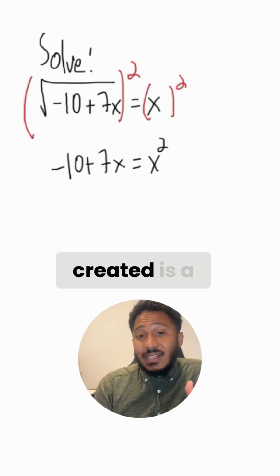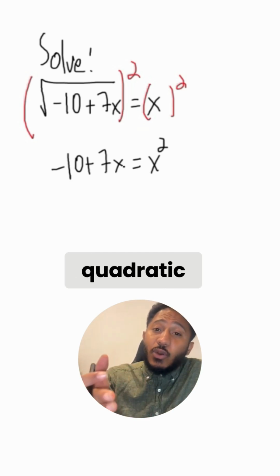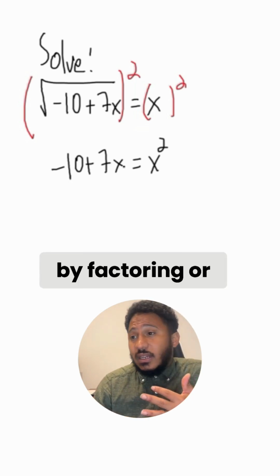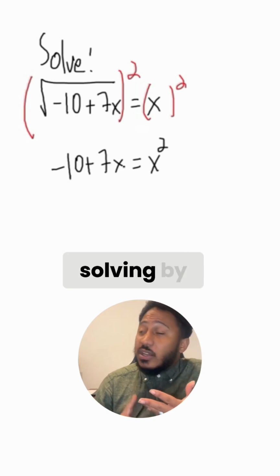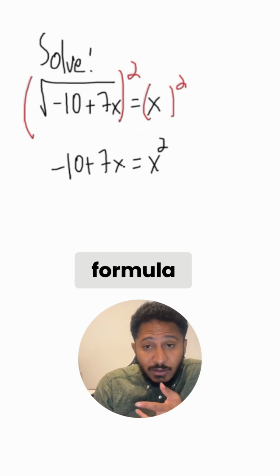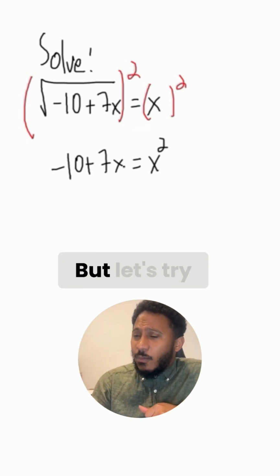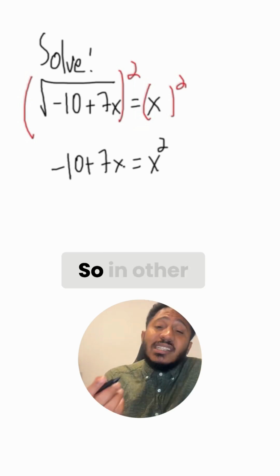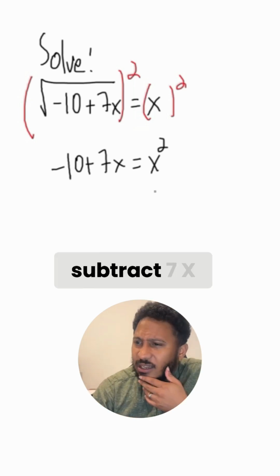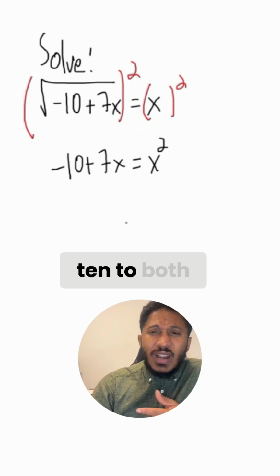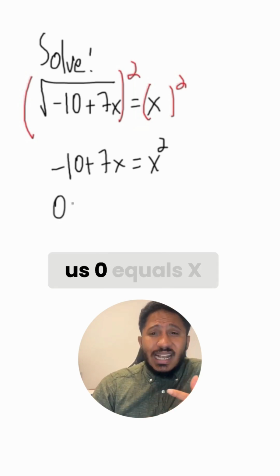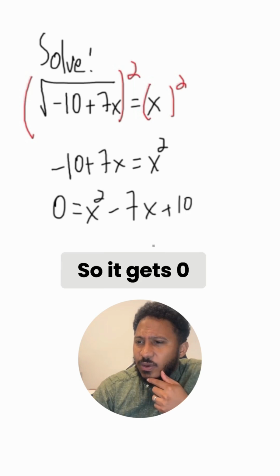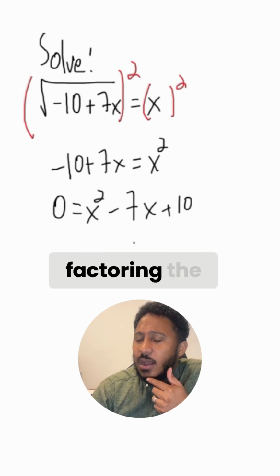But now what we've created is a quadratic equation. So to solve the quadratic equation, there's a few ways. We can try solving by factoring, solving by completing the square, or solving by using the quadratic formula. But let's try solving by factoring. When solving by factoring, we know to get 0 on one side. So in other words, let's subtract 7x from both sides and add 10 to both sides. So that would give us 0 equals x squared minus 7x plus 10. So get 0 on one side, then try factoring the other side.